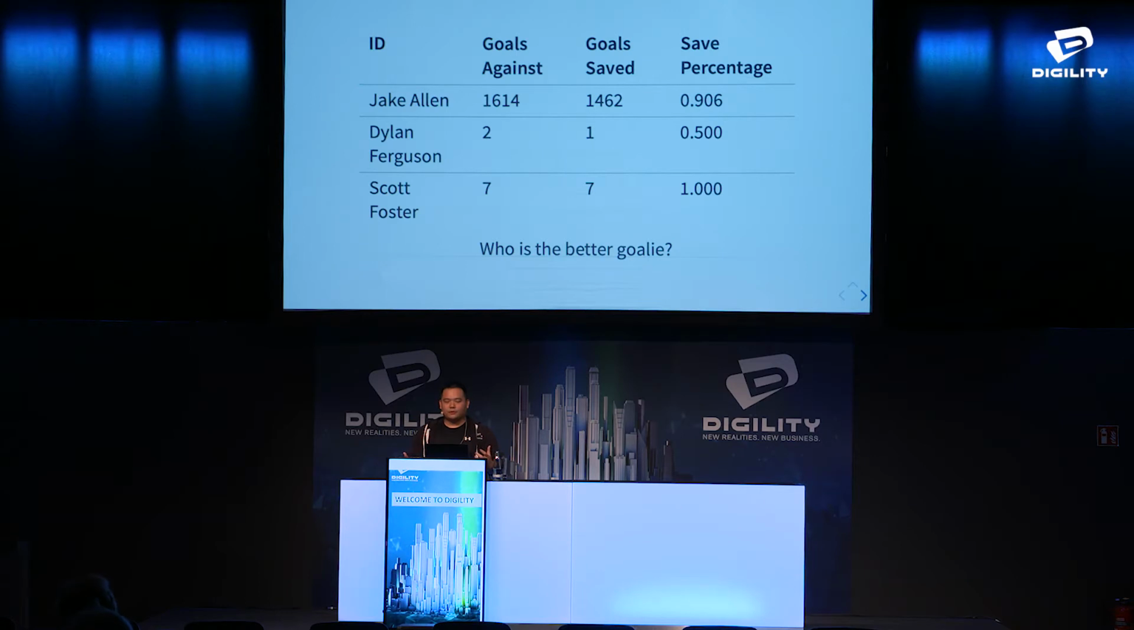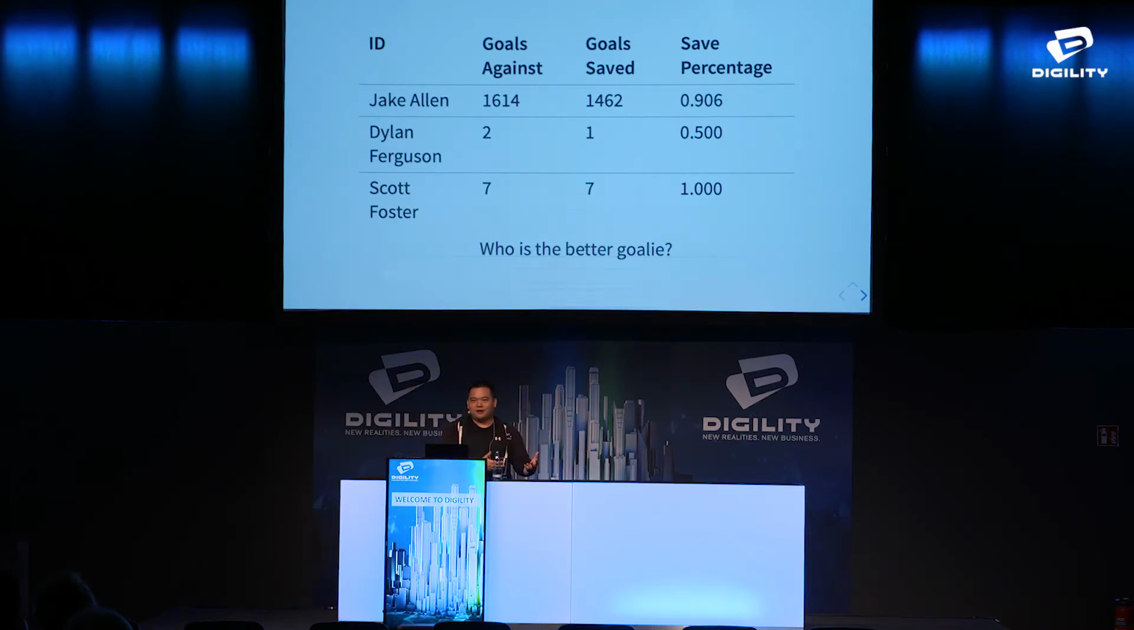Let's see. How many of you would... let's pretend we're going to wager 10 euros on this, and ask how many of you would wager 10 euros on Jake Allen as being the better goalie? So 3 people. Lots of data over there. 4 people. How many of you would wager 10 euros on Dylan Ferguson? Probably nobody. Okay. And how many of you would wager on Scott Foster? 1 person. Okay, so based on a poll of the crowd, we have 4-0-1, right? Okay. And that's already itself a probability distribution, by the way.